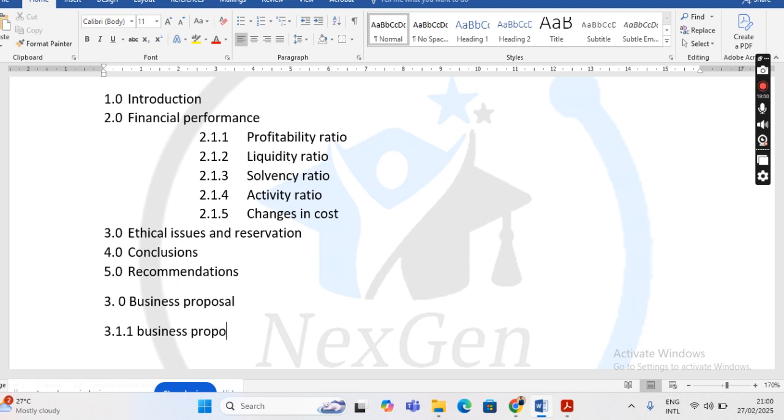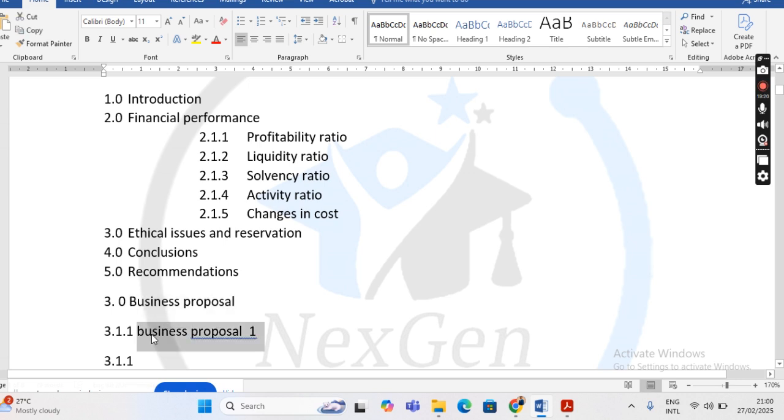Of course, you will analyze the risk of the business from there. And don't forget, they say financial risk and business risk. From there you will include the financial risk and business risk, right? So this could be, let's say, one. Then let me copy this, and business proposal two. Of course, you will talk about these two, right?